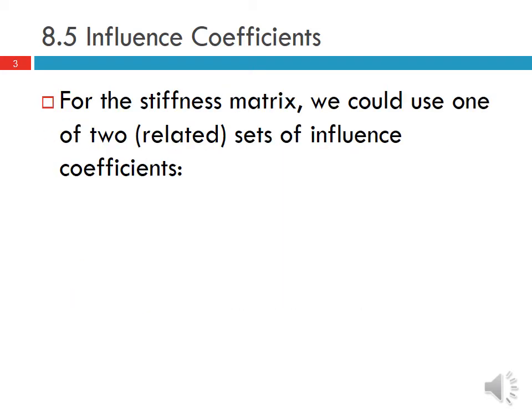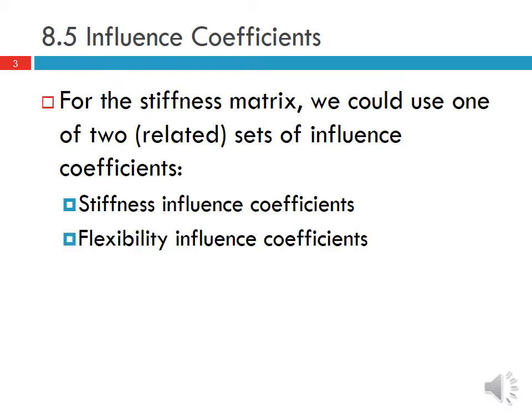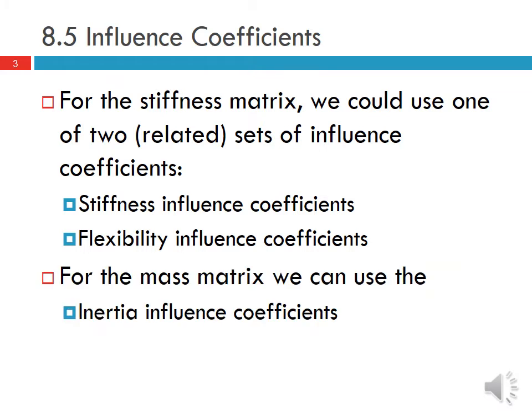So for the stiffness matrix, we can use one of two related sets of influence coefficients. We can use stiffness influence coefficients, or we can use flexibility influence coefficients. For the mass matrix, we can use inertia influence coefficients.